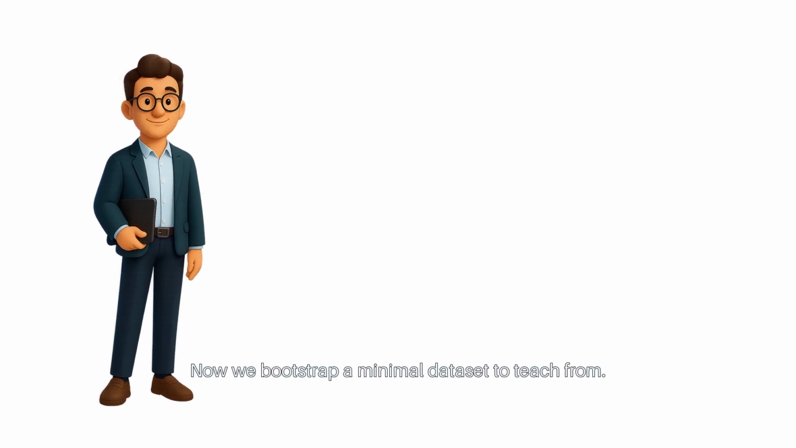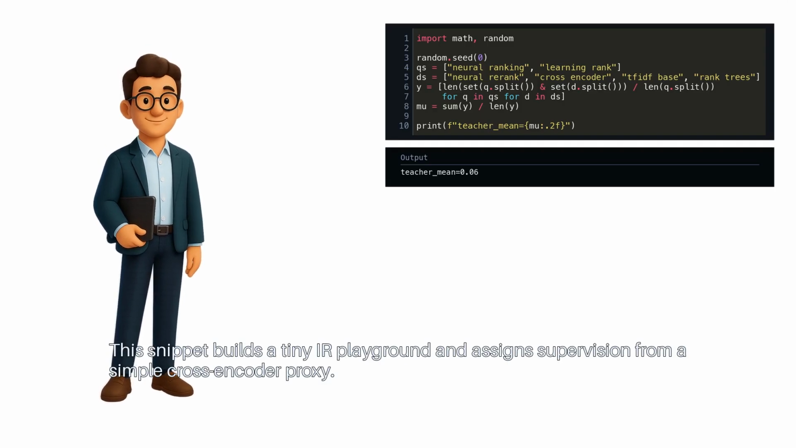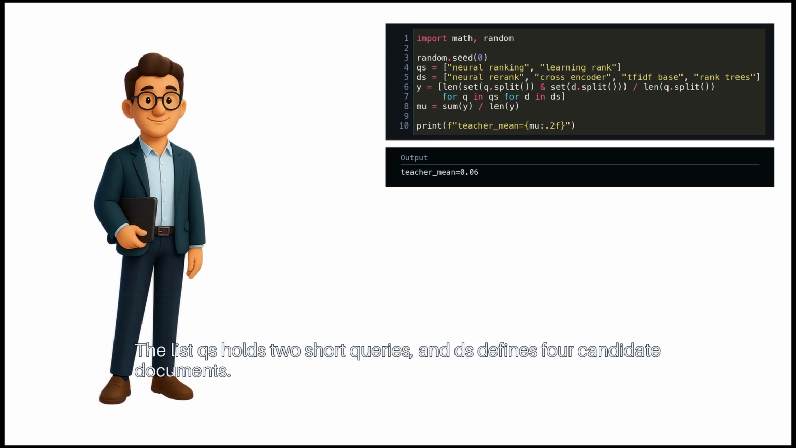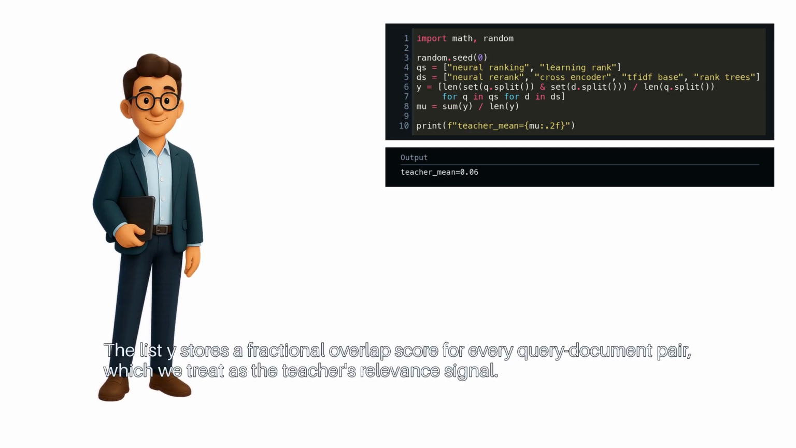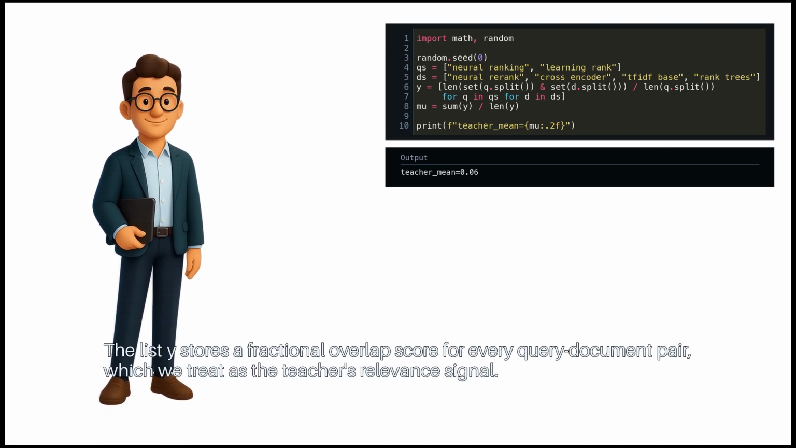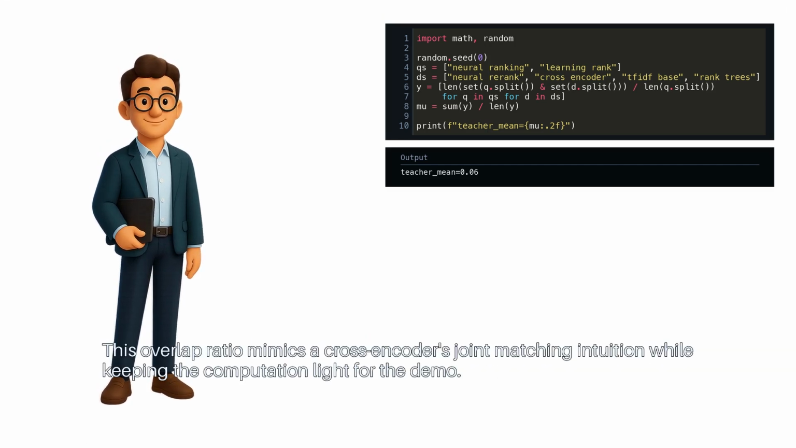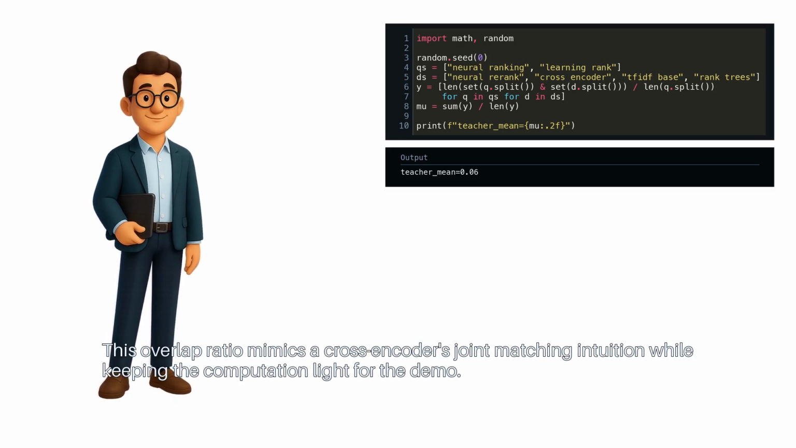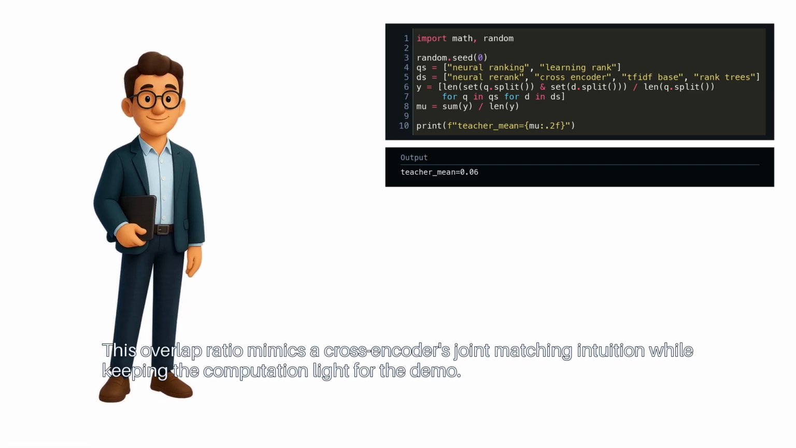Now we bootstrap a minimal dataset to teach from. This snippet builds a tiny IR playground and assigns supervision from a simple cross-encoder proxy. The list QS holds 2 short queries, and DS defines 4 candidate documents. The list Y stores a fractional overlap score for every query document pair, which we treat as the teacher's relevance signal. This overlap ratio mimics a cross-encoder's joint matching intuition while keeping the computation light for the demo.